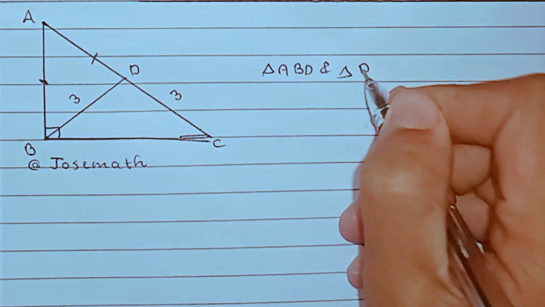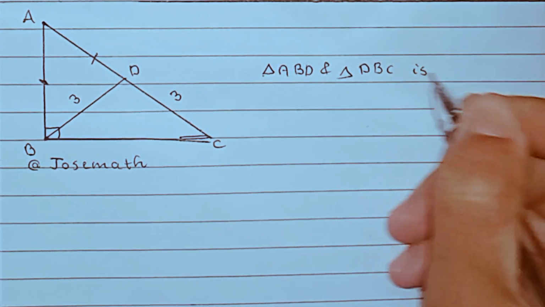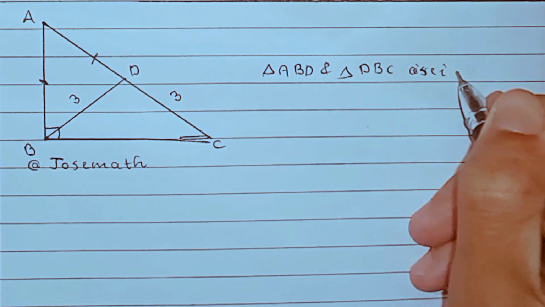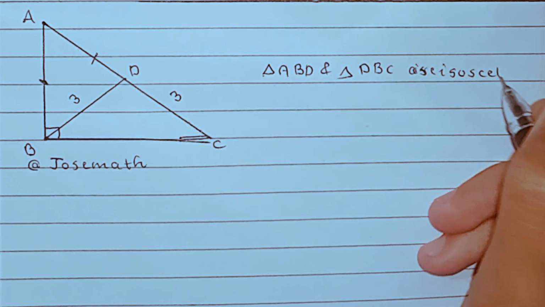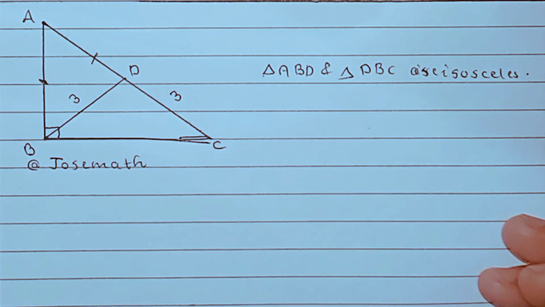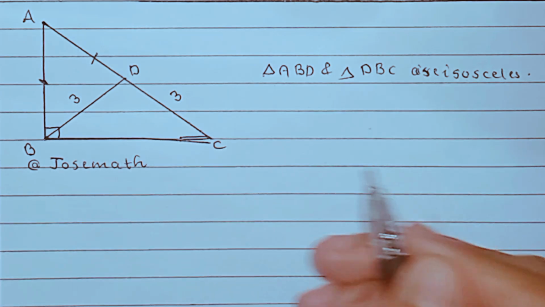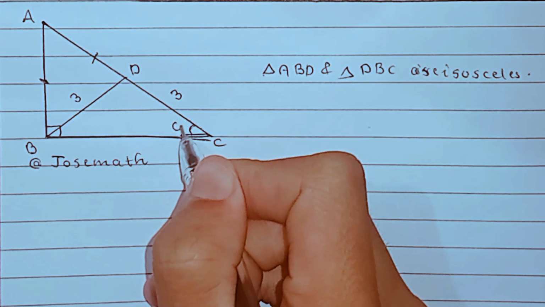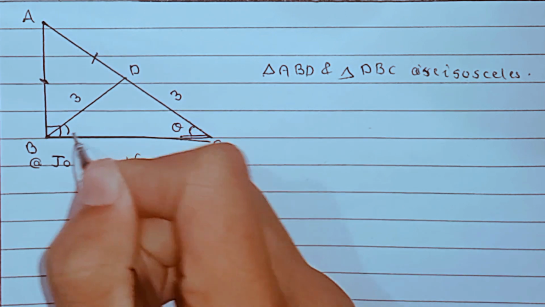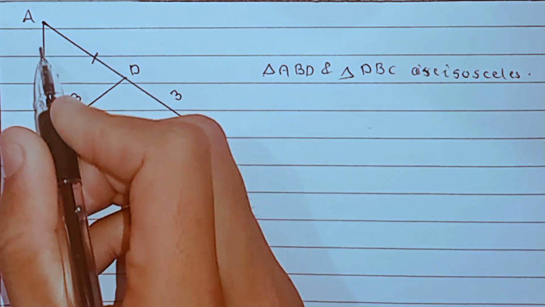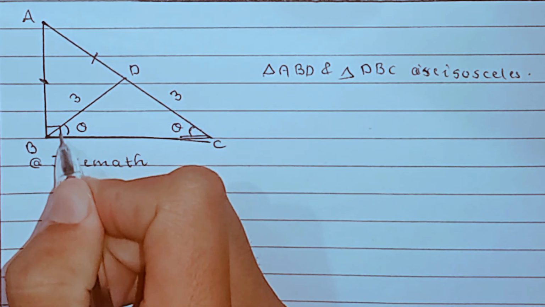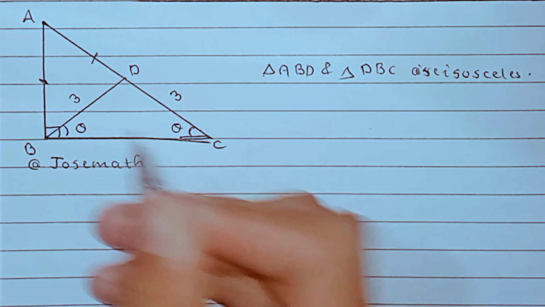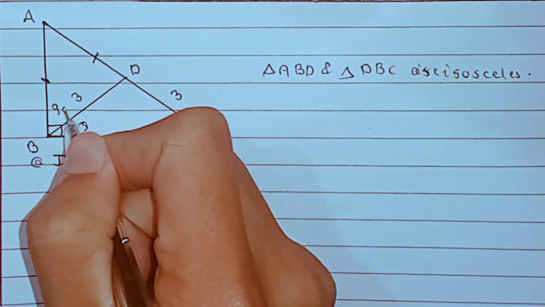So ABD and DBC are isosceles, and we know the reason because the two sides are equal. We know the rule of isosceles triangles, that the base angles are equal. So assuming that this is theta, then the other angle will also be theta. And now this is a right angle triangle, the total is 90 degrees, and we have a theta here already, so the remaining angle will be 90 degrees minus theta.